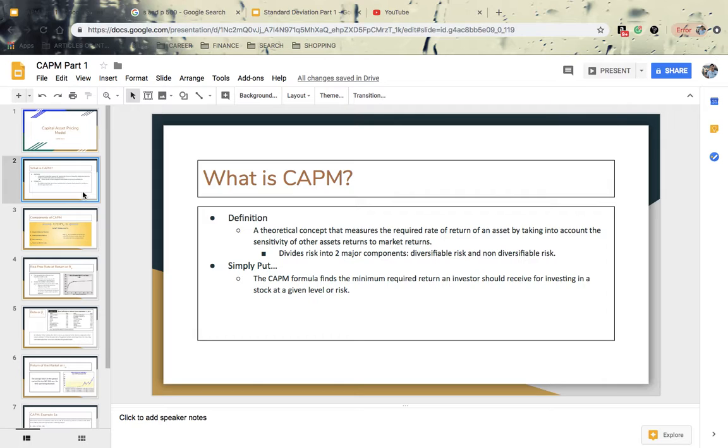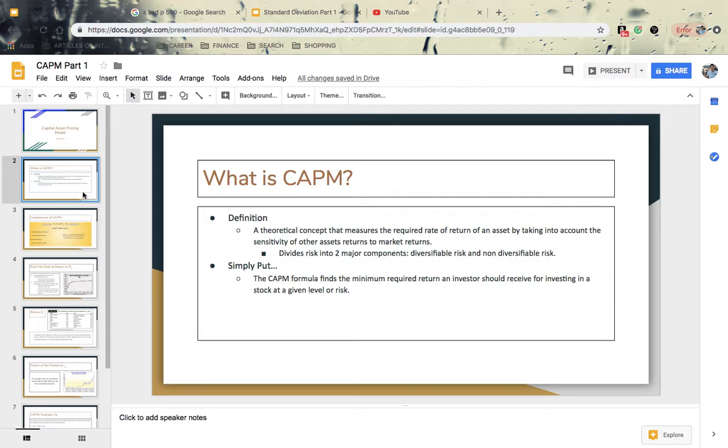So basically, if you look in a finance textbook, this is the kind of definition that you'll get. It is a theoretical concept that measures the required rate of return of an asset by taking into account the sensitivity of other assets' returns to the market returns. So it divides it into two major components: diversifiable risk and non-diversifiable risk. What exactly does that mean? Because that sounds like a whole lot of nonsense.